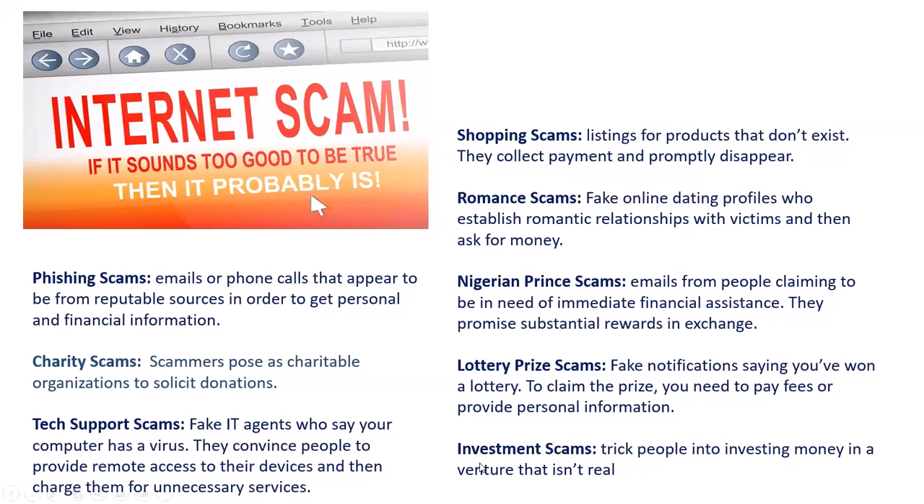There's shopping scams where they'll list something on eBay that doesn't really exist and get your money and then disappear. Romance scams, oh, this one breaks my heart. It's a fake online dating profile that establishes a romantic relationship, usually with an older person, and then gets money. The Nigerian prince scams, that's actually the term used. Lottery prize scams, investment scams. There's millions of different kinds of scams.